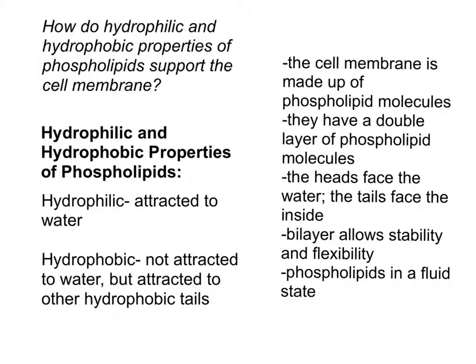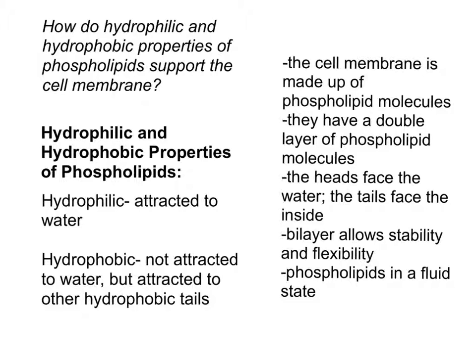So those are just the basic key points I want to highlight, but now I'm going to explain what I am talking about. So phospholipid molecules make up the cell membrane, and they can either be hydrophilic or hydrophobic. They have a hydrophilic phosphate head and two hydrophobic tails. The cell membrane is made up of a double layer of these phospholipid molecules. So the tails face each other, and the heads are on the outside of the tails.